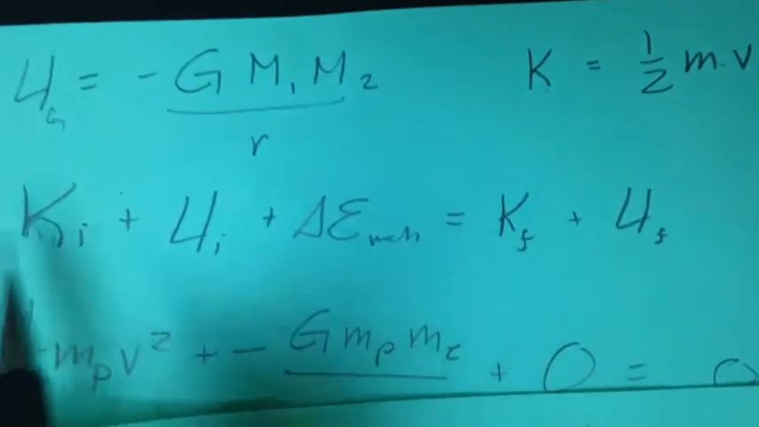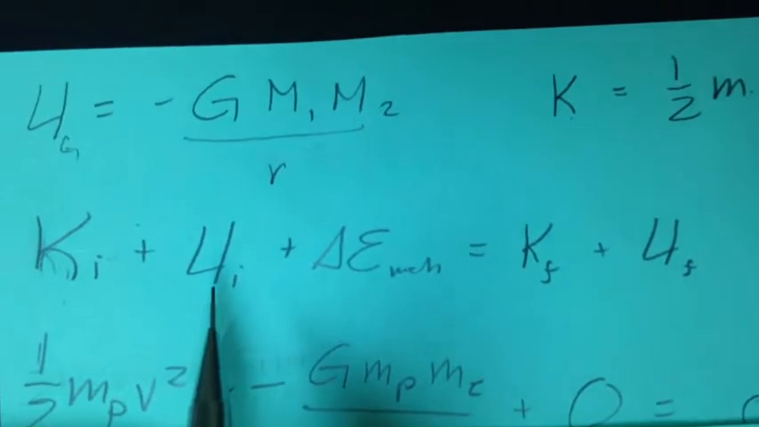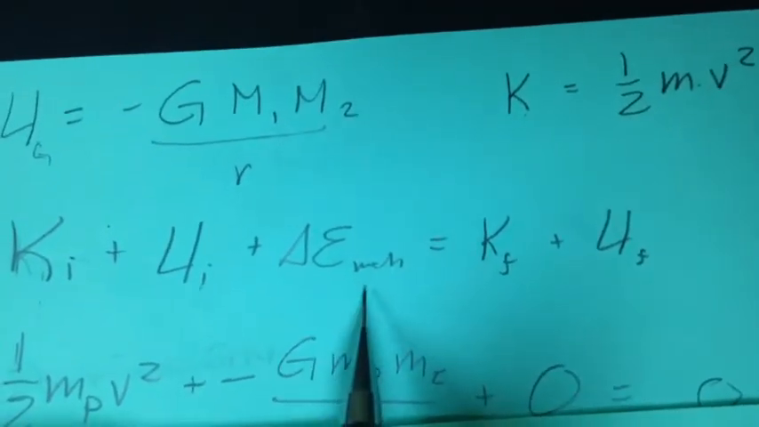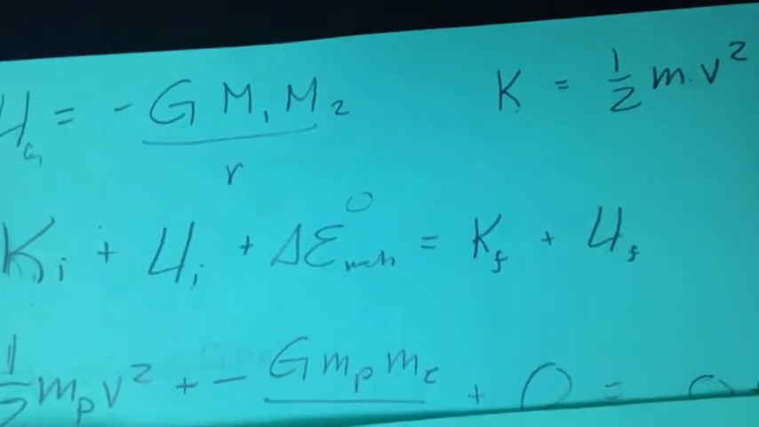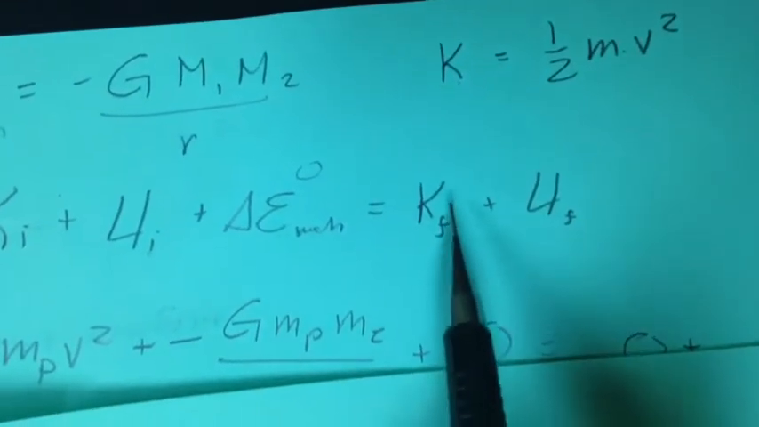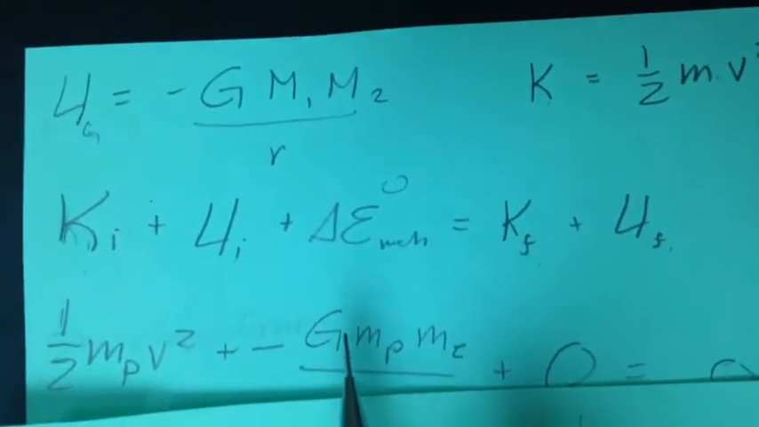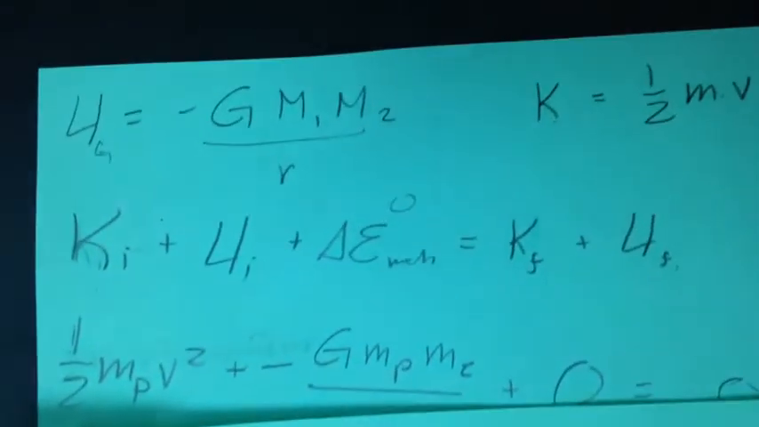K is the kinetic energy, 1/2 mv squared. M is mass, v is velocity. The initial kinetic energy plus the initial gravitational energy plus delta E mech, which turns out to be 0, is equal to the kinetic energy final plus the gravitational energy final. We know this because energy is conserved in the system.